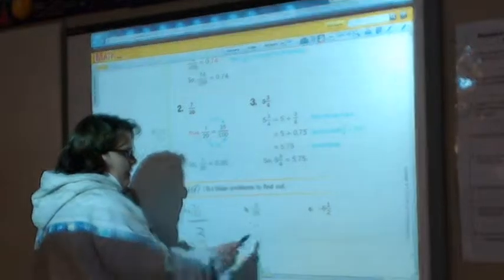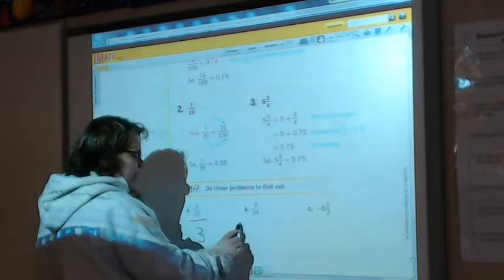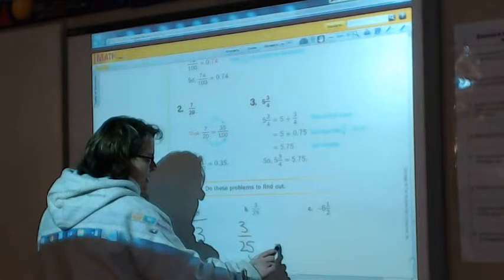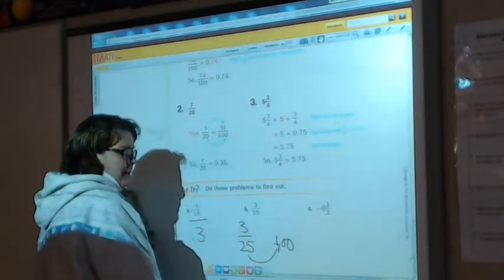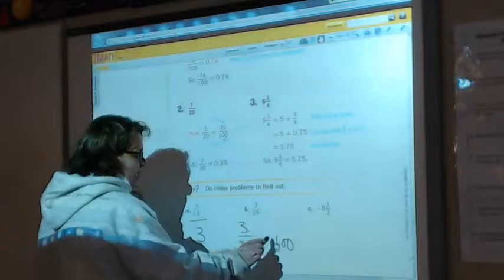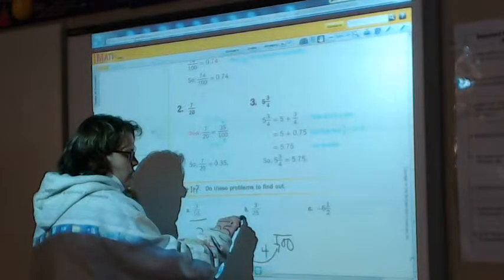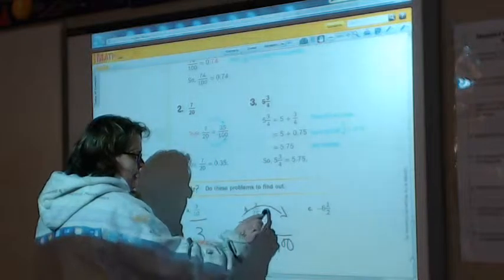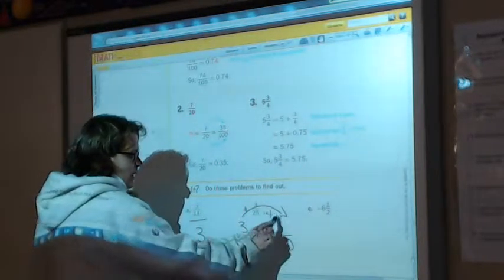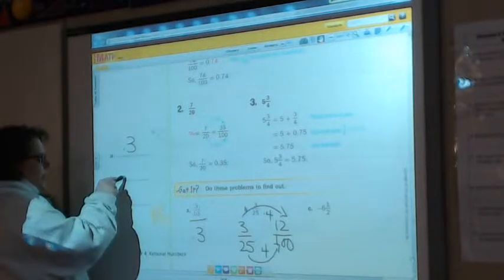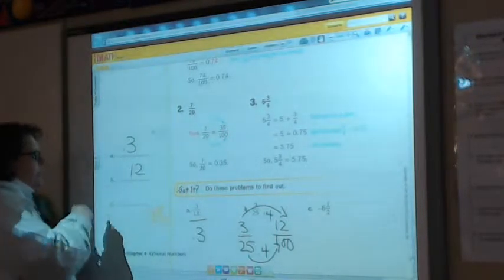3 over 25. So to do 3 over 25, you have to figure out, what am I going to do to 25 to make it be 100, right? I'm going to multiply 25 times 4. So what am I going to do to 3 to make it be 100? I'm going to multiply that times 4. So that would be 12. 12 over 100. 12 over 100 is 12 hundredths, 0.12.